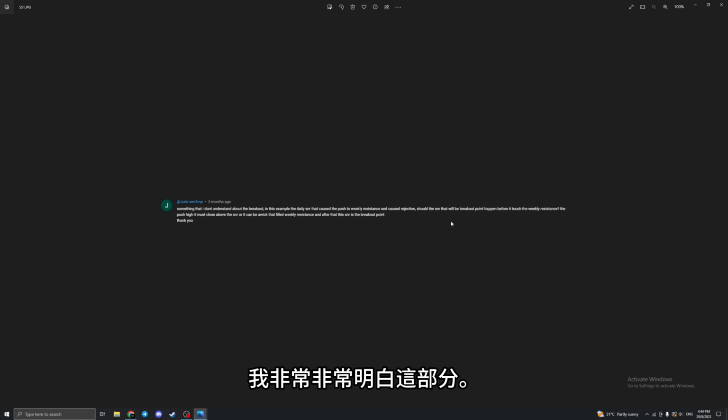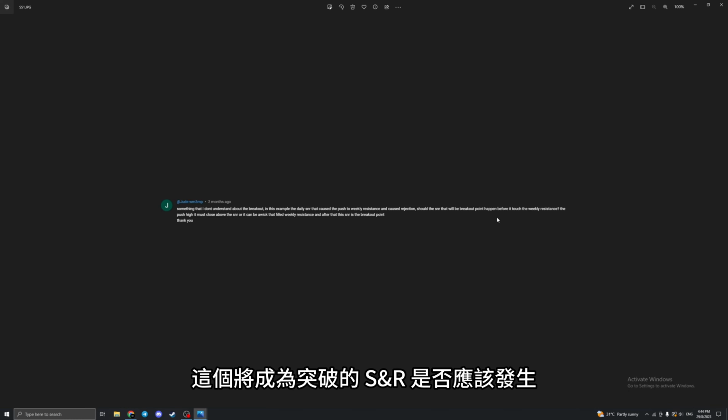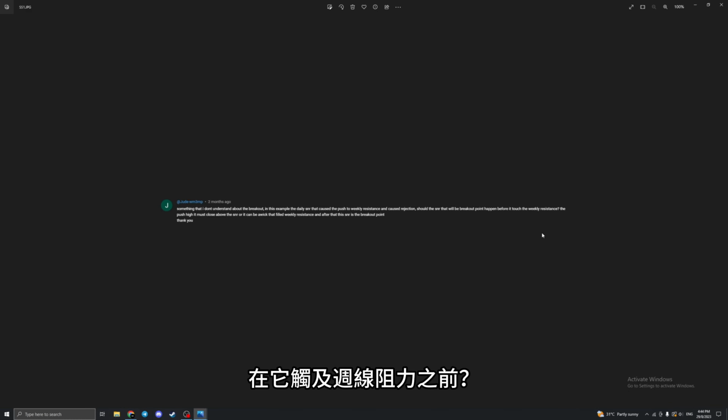Okay, I understand this part very, very well. And then that's the question. Should the SNR that will be the breakout happen before it touches the weekly resistance? The push high, it must close above the SNR, or it can be a wick that filled the weekly resistance, and after that this SNR is the breakout point. Let me read this again.